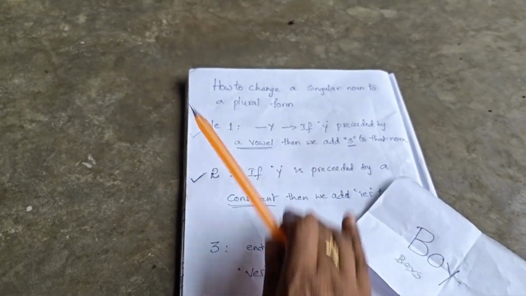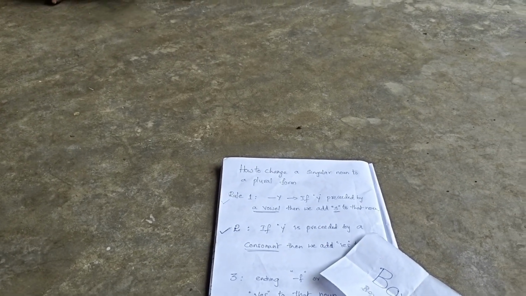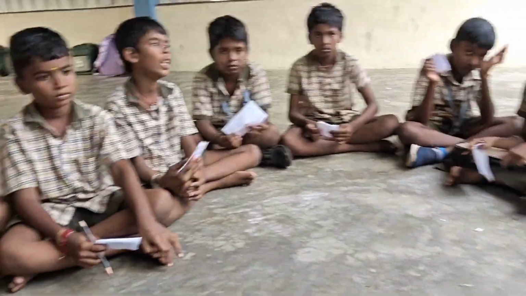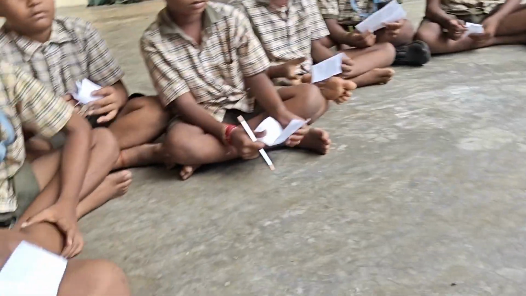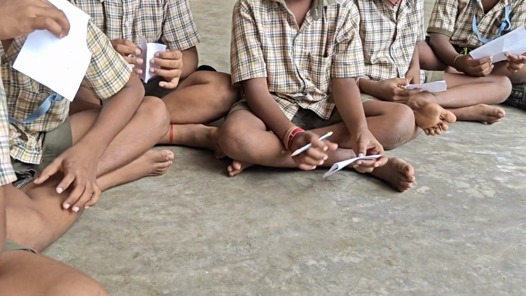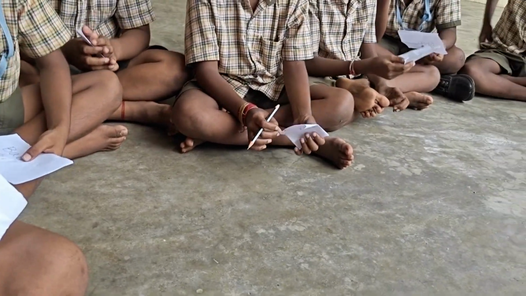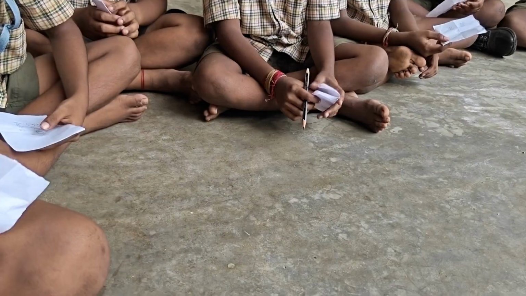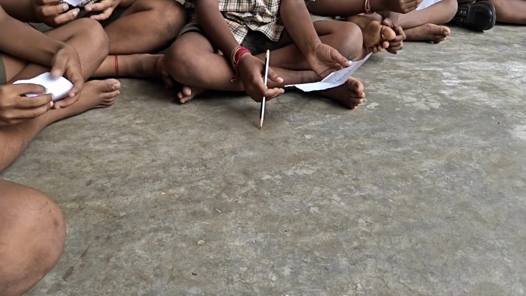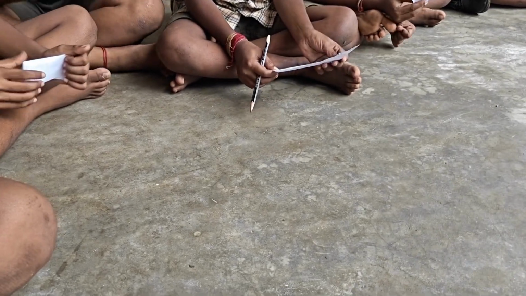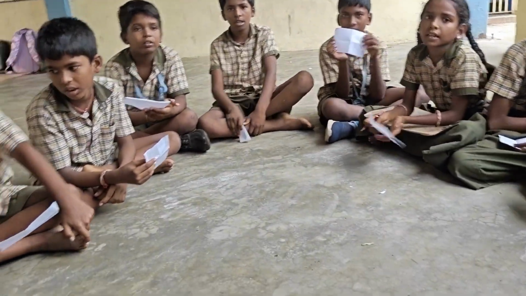Now you are clear on these rules. All of you have an idea. You understand these two rules. If Y is preceded by a vowel, then we add S to that noun. If Y is preceded by a consonant, like city, then we strike out Y and add IES in the place of Y. Understand, everybody? Understand, teacher. Okay, next.